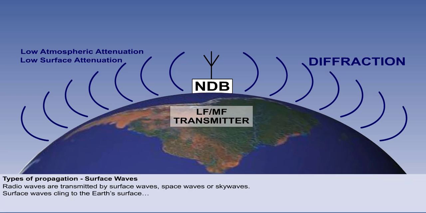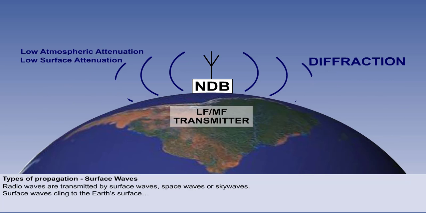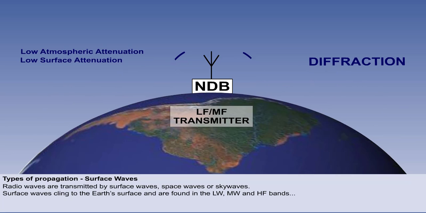These exist at frequencies from about 20 kHz to about 50 MHz, which is from the upper end of very low frequency through long wave, medium wave and high frequency to the lower end of very high frequency. They travel across the Earth by the process of diffraction. The range achievable is dependent upon several factors. As the radio wave frequency increases, surface attenuation increases.